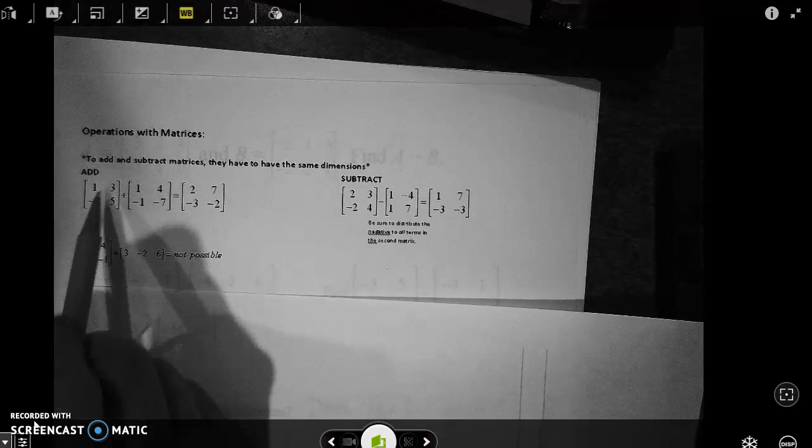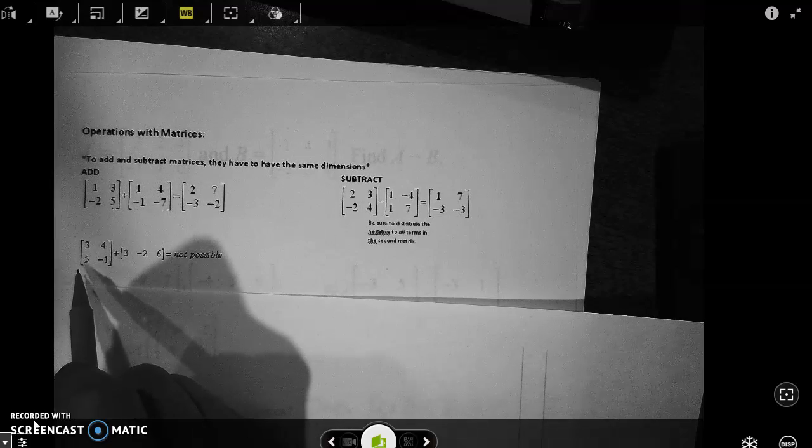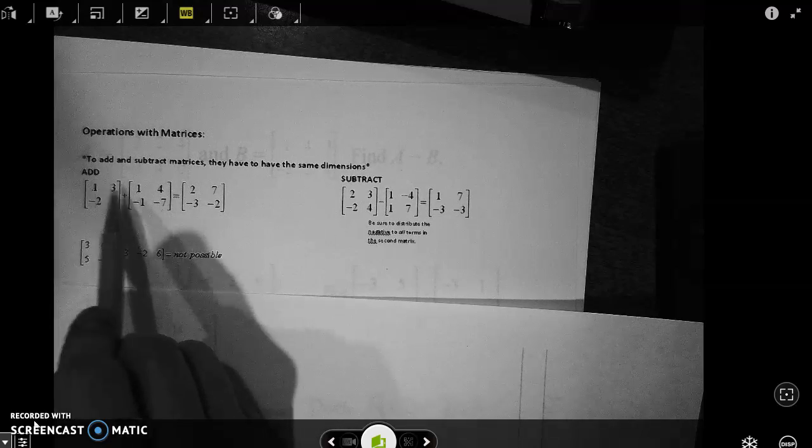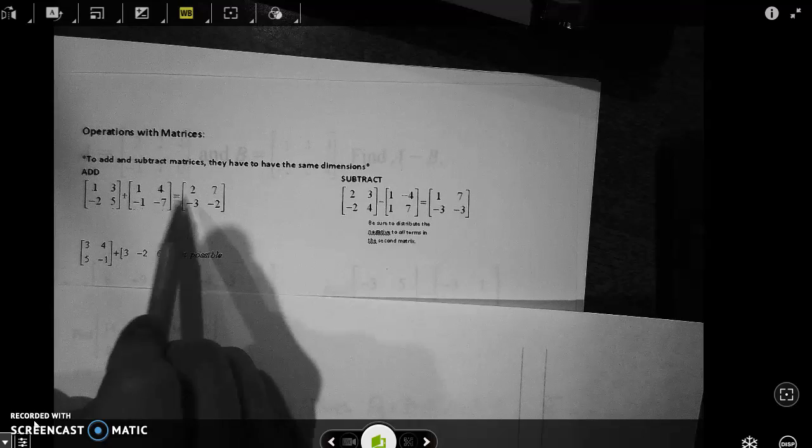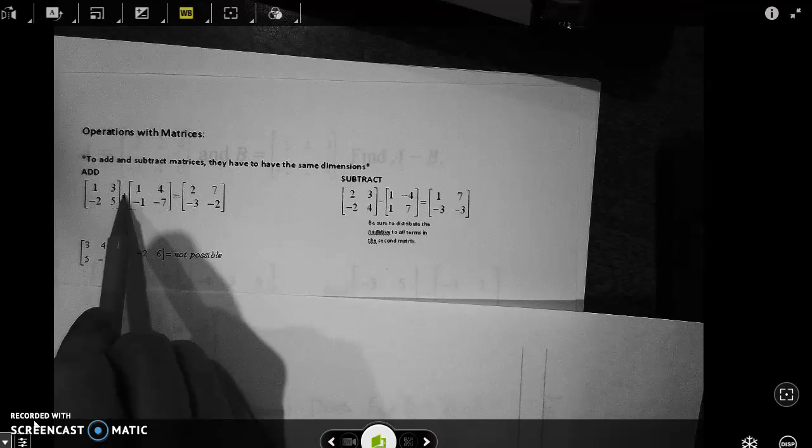So for example, the matrix 1, 3, negative 2, 5, and 1, 4, negative 1, negative 7. You just add what's in the same location. 1 plus 1 is 2. 3 plus 4 is 7. Negative 2 plus negative 1 is negative 3. 5 plus negative 7 is negative 2.